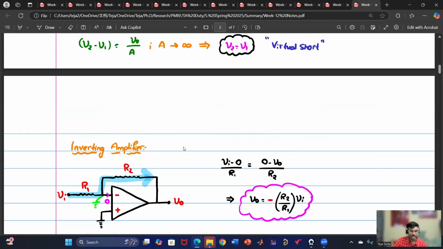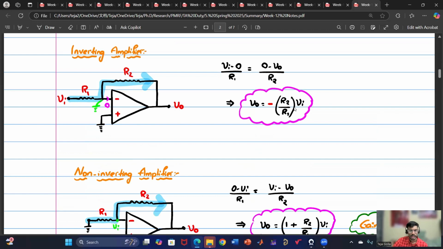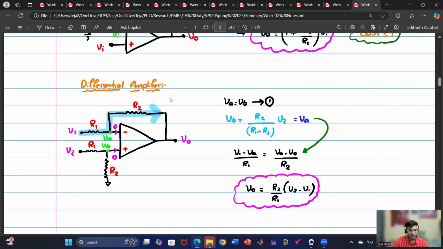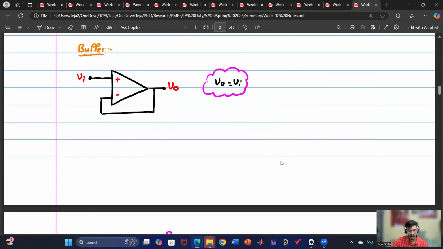And we have discussed some very famous circuits which will be helpful throughout our life if we work on circuit-based things. One is the inverting amplifier where the gain is negative and the magnitude can be less than 1 or more than 1. And then we have discussed the non-inverting amplifier. The gain is always greater than or equal to 1 and the gain is positive. And then we have discussed the differential amplifier where the gain is positive and it can be less than 1 or also greater than 1. And then we have also seen a buffer circuit where output is equal to input.